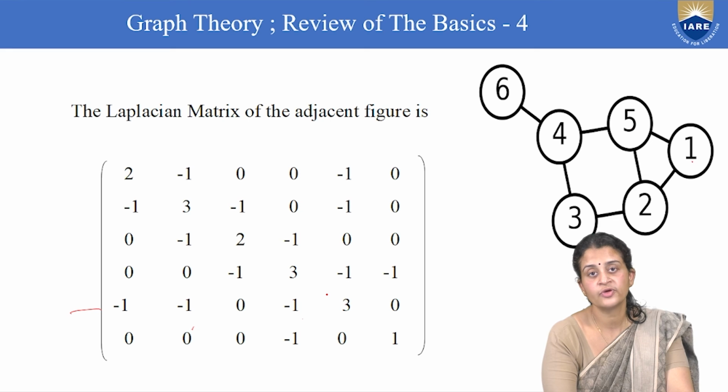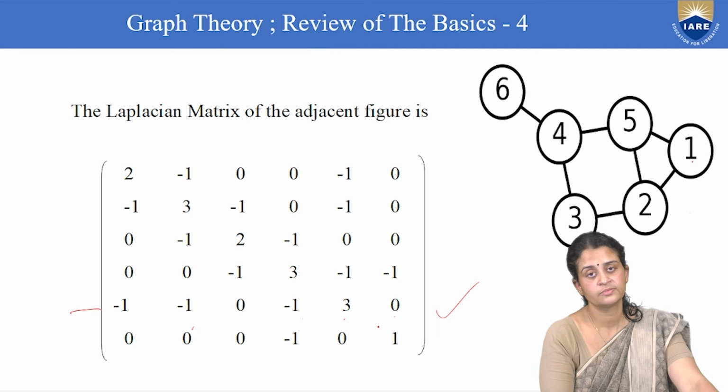And what is vi? When i equals j, it should be the degree of that vertex. It is here 1, 2, 3. Is it adjacent with vertex 6? No, so it is 0. So that gives the Laplacian matrix of this graph G. This is the L of G.